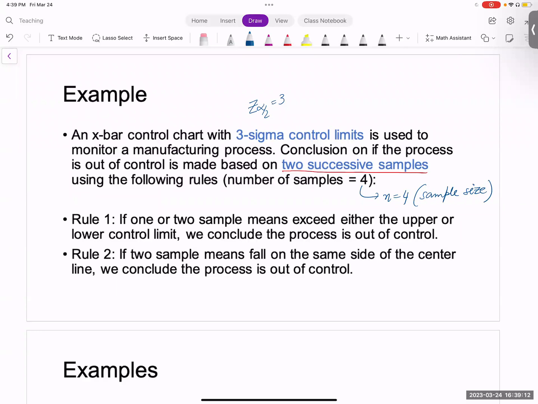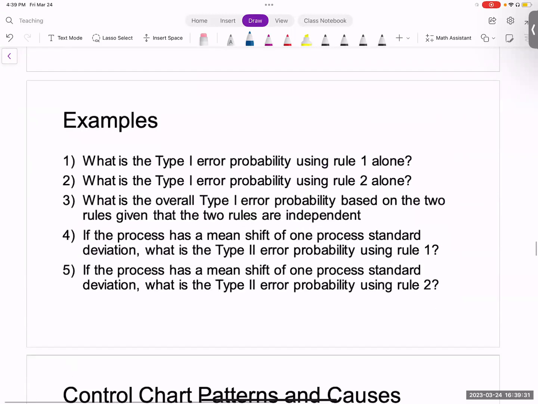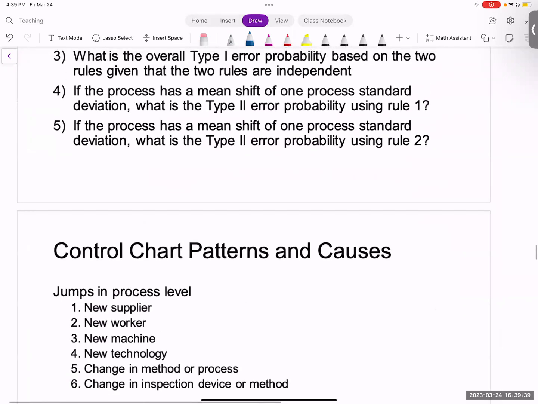Okay, so rule 1 is if 1 or 2 sample means exceed either the upper or lower control limit, we conclude the process is out of control. That's rule number 1. Rule number 2 is if 2 sample means fall on the same side of the central line, we conclude that the process is out of control. So we have 2 rules given to us, and then we have 5 questions. The first question is, what is the type 1 error probability using rule 1 alone? Okay, so let's look at this question.